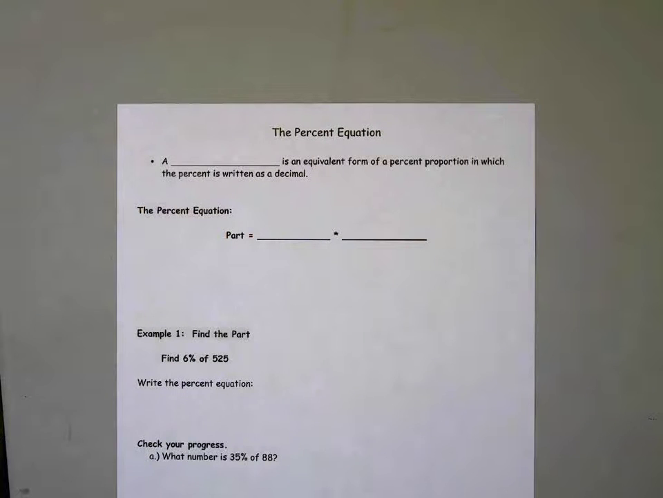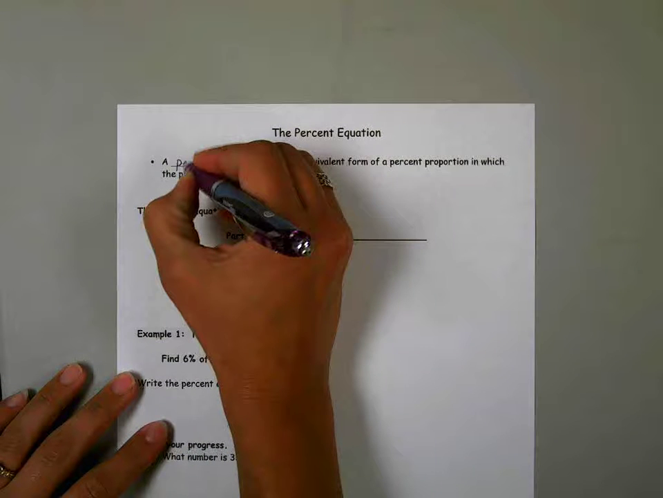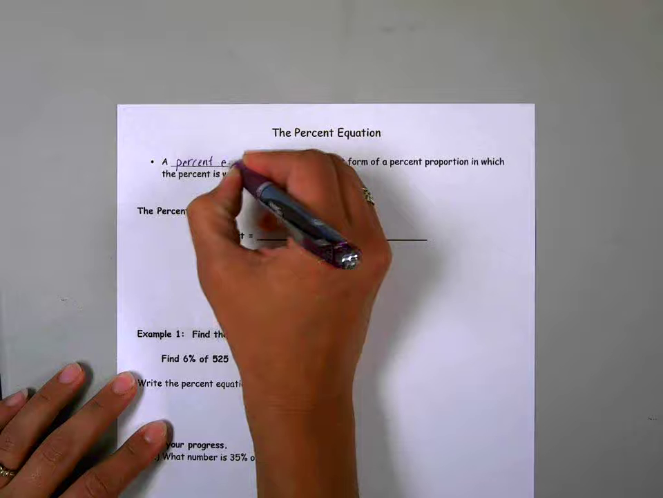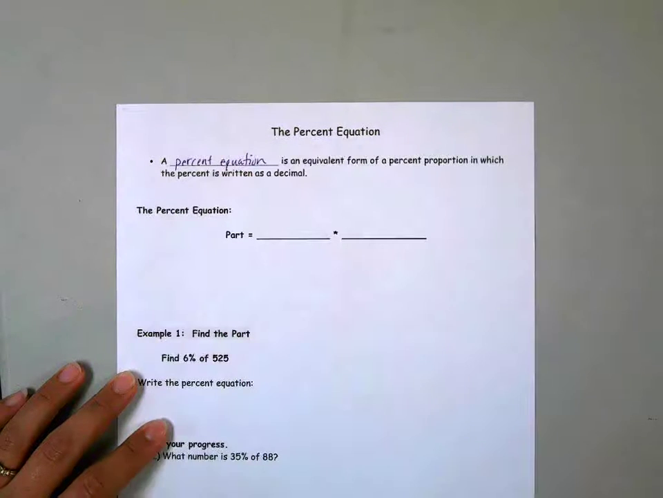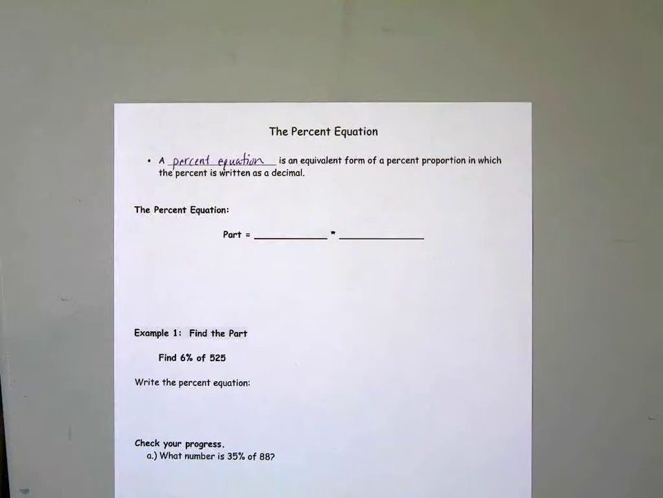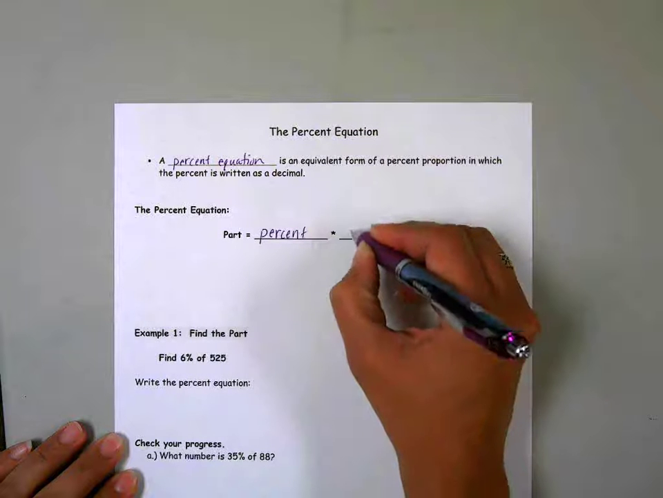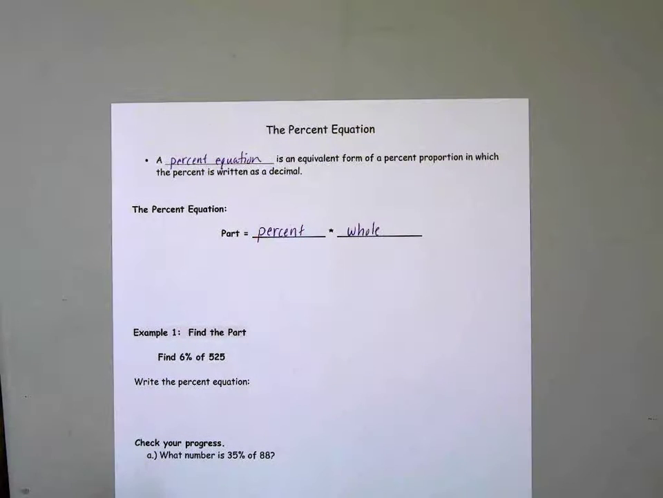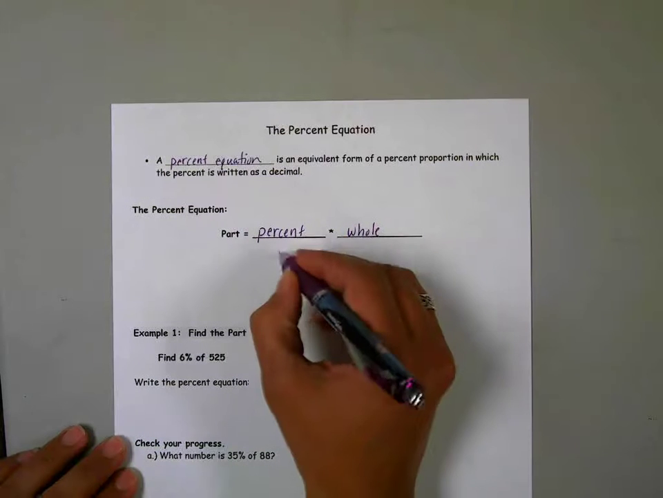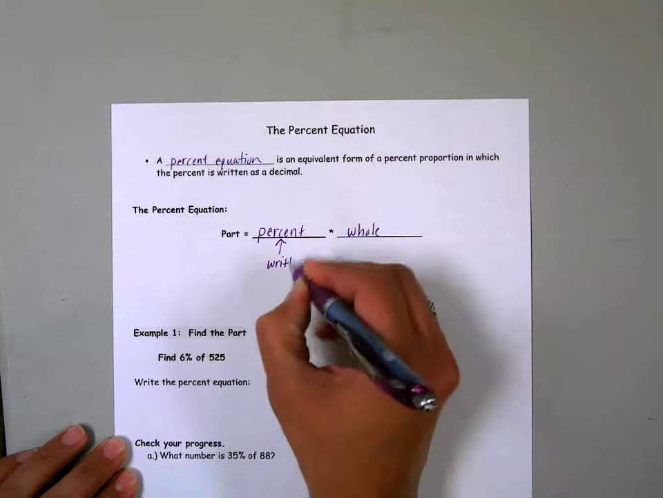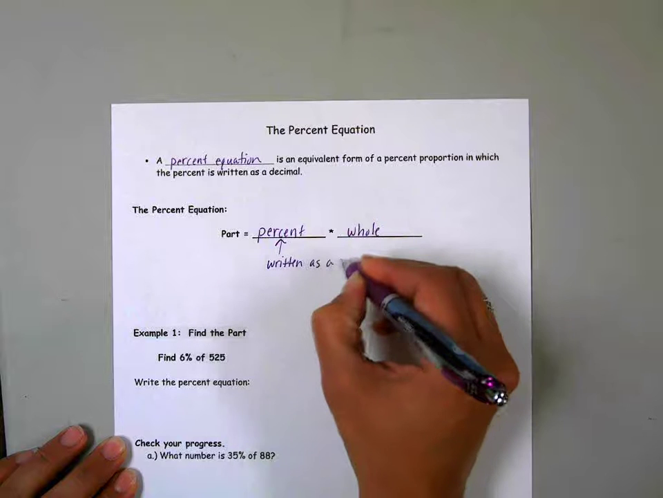Today we are going to look at the percent equation. A percent equation is an equivalent form of a percent proportion in which the percent is written as a decimal. So our equation is part equals percent times the whole. Now the important thing to remember is that the percent is going to be written as a decimal.